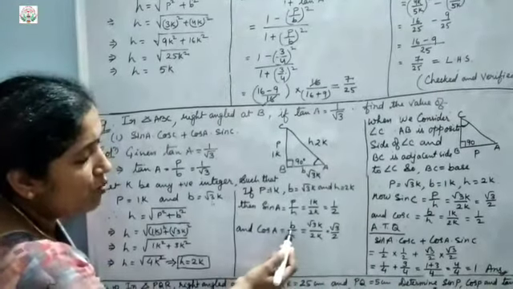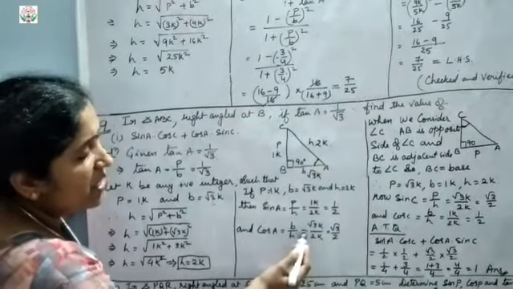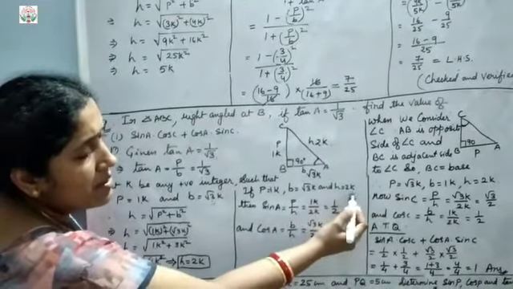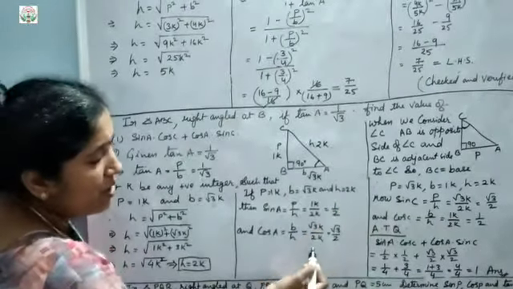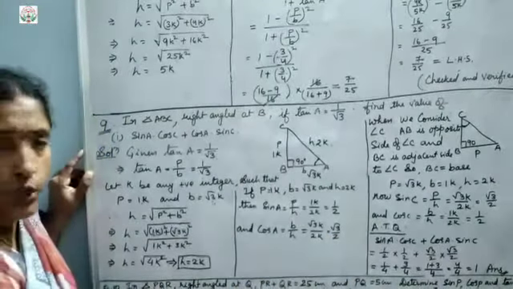And cos A is how much? B upon H, that is base upon hypotenuse, equals what? Base is root 3K upon hypotenuse, which is 2K. K gets cancelled and this becomes root 3 upon 2.